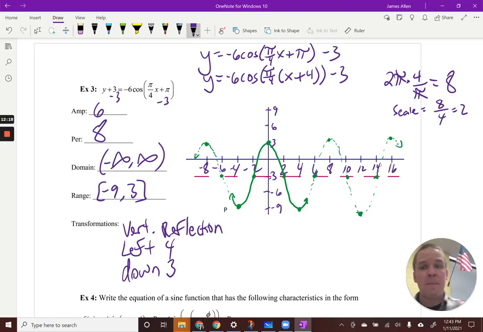Our domain was negative infinity to positive infinity. Our range is -9 to 3. Cool. Because it gets as low as -9 and as high as 3. And we got all of our transformations. I think we are good to go here.